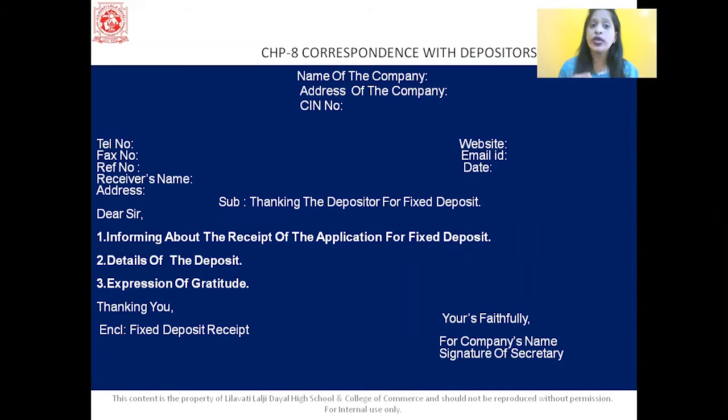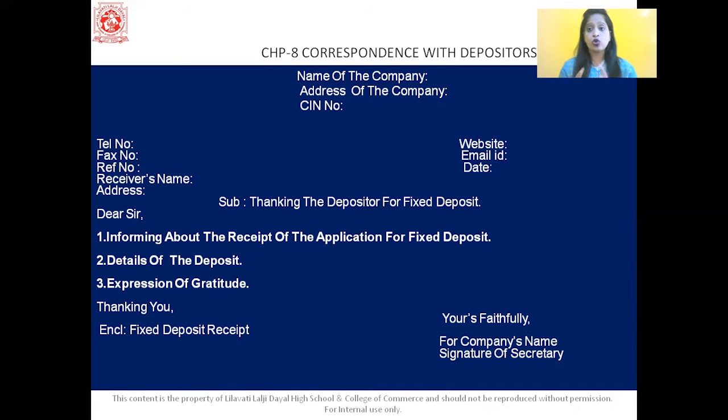Second point is saying, we are very thankful to you for the initiative and trust you have shown in depositing a substantial amount into our company. So first he's saying that he has received the application for fixed deposit into their company, and in the second line they are very thankful that the depositor has trusted their company and invested an amount of rupees 1 lakh.